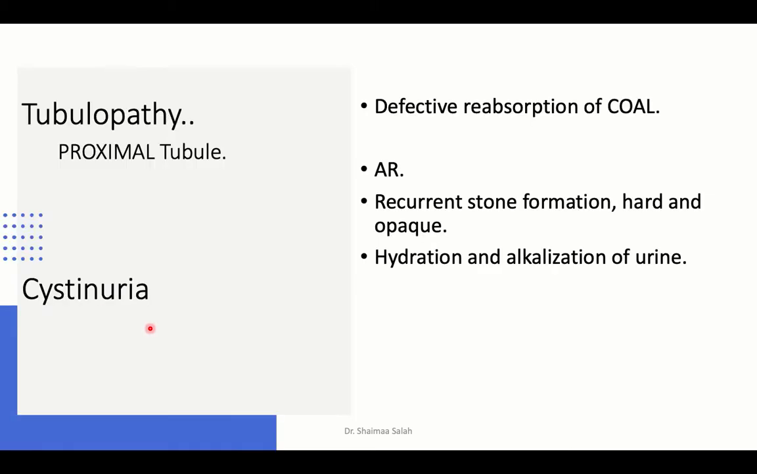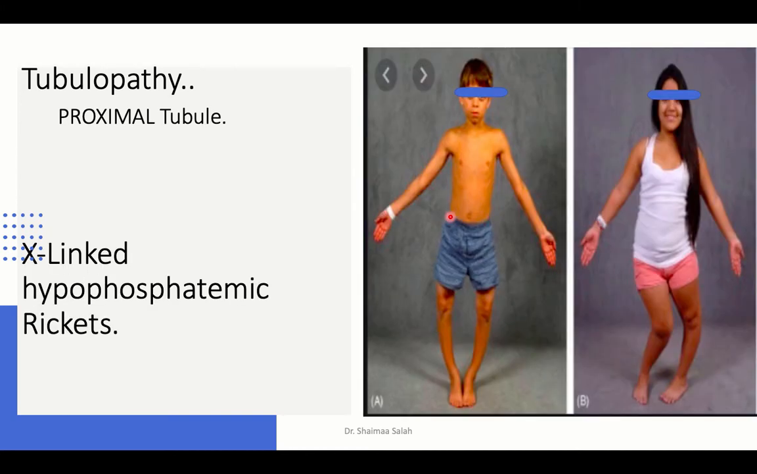So to continue and to get back to our question, when reviewing the tubular defects, starting with proximal tubules, we have cystinuria. Cystinuria, as we have mentioned, is an autosomal recessive defect in the proximal tubule, resulting in defective reabsorption of the dibasic amino acids, which are cysteine, ornithine, arginine, lysine. The most important of these is cysteine. Increased loss of cysteine in renal tubules will result in recurrent stone formation, which are hard and opaque. So treatment would be by hyperhydration and alkalinization of urine.